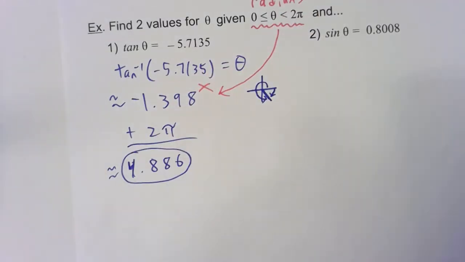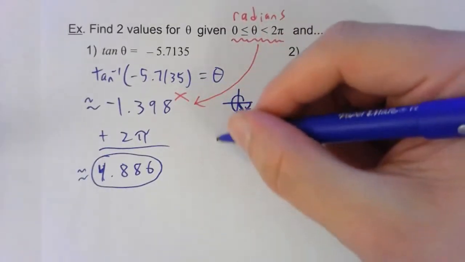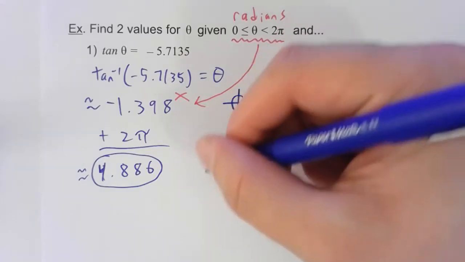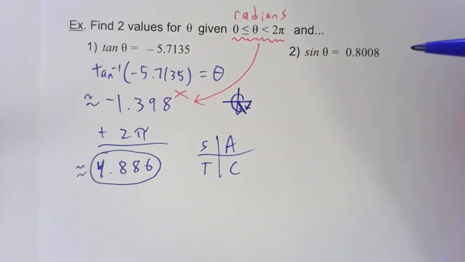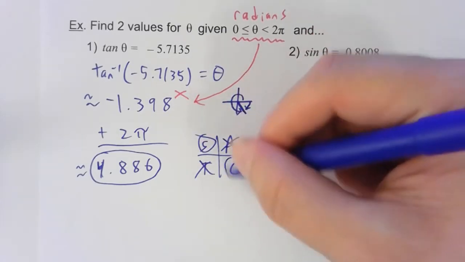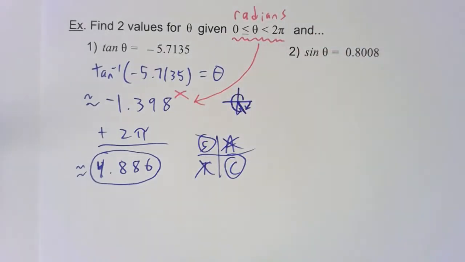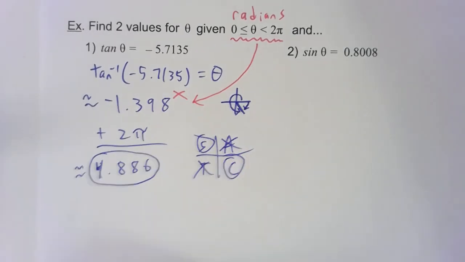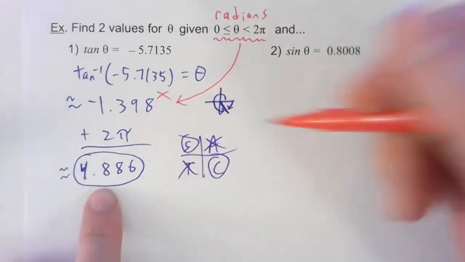Okay, there's our first answer. All right, 1,000 times ASTC. All right, we want tangent to be negative. We'll cross off those. We're looking for these quadrants. Okay. Now I kind of showed you here. Let's see. Do you know how I know that that's a fourth quadrant angle here?